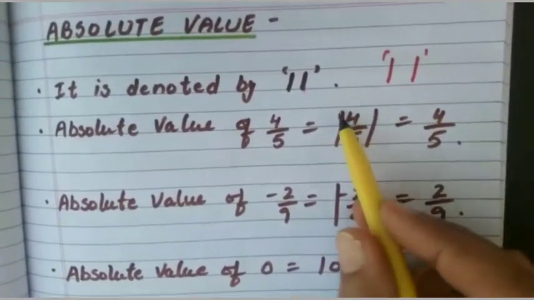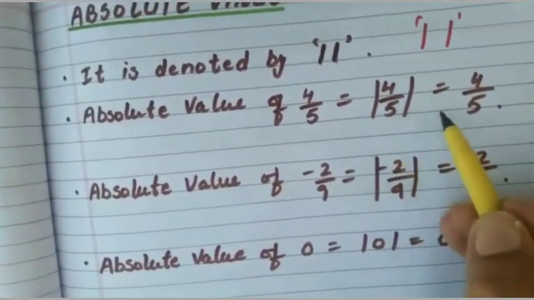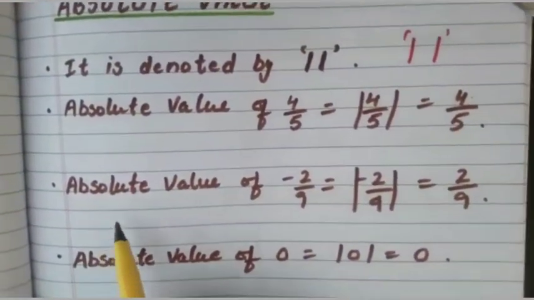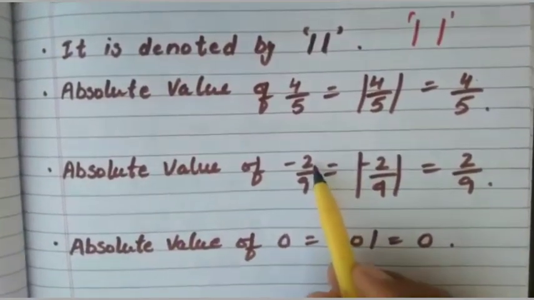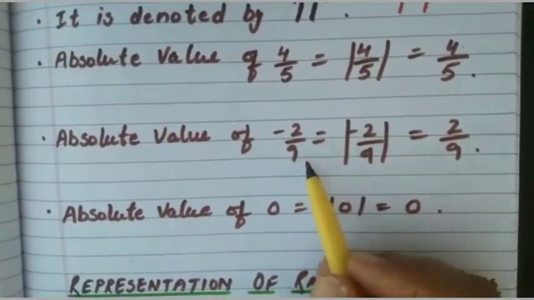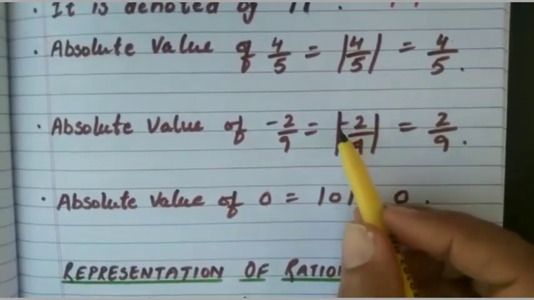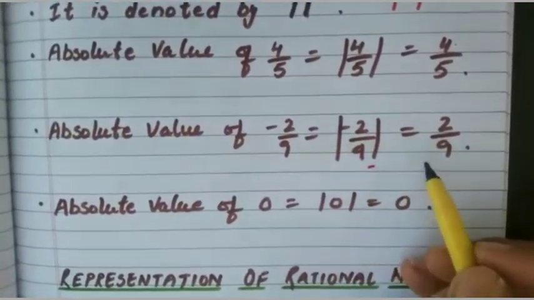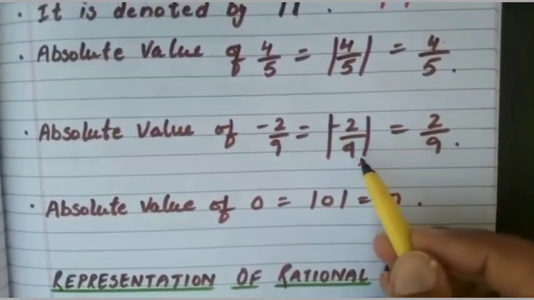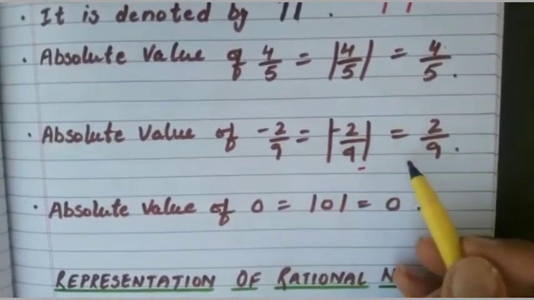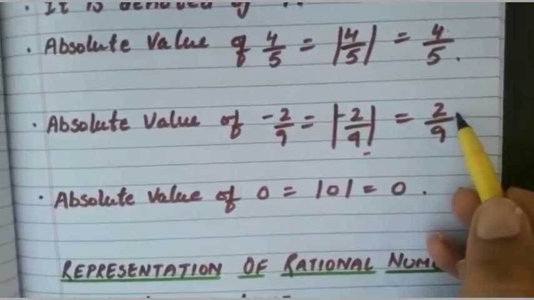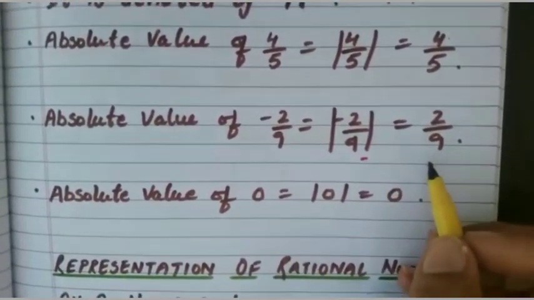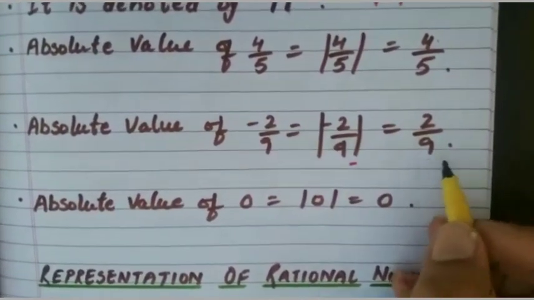So to find the absolute value of 4 upon 5, how do you represent it? First you will write it in between the two vertical bars. It is 4 upon 5 as it is. Next, if you have to find the absolute value of a negative rational number, say minus 2 upon 9, first you write it in between two vertical bars. Then you simply take that minus 2 upon 9 out of those vertical bars and write your answer as positive 2 upon 9. Simply remember that absolute values are always positive.